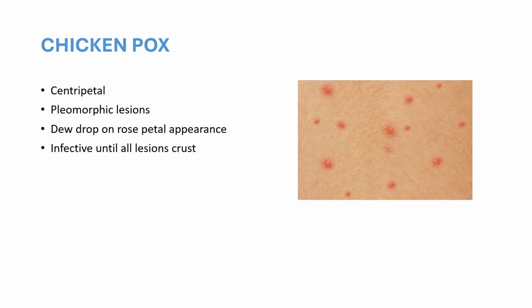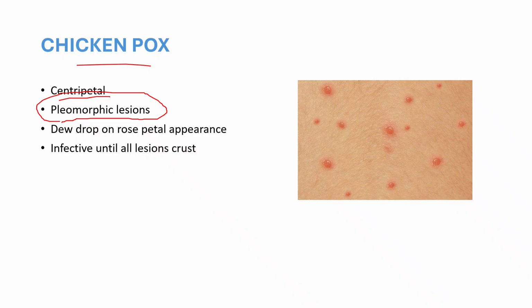Now another viral infection, again from the herpes group of viruses, is caused by varicella, that is chickenpox. HHV1 and HHV2 are HSV1 and HSV2, which is herpes simplex virus 1 and herpes simplex virus 2. HHV3 is varicella zoster virus. That is causing chickenpox, and the distribution is usually centripetal. It usually starts from the trunk and then spreads outwards, and there are pleomorphic lesions. Now this is characteristic of chickenpox. Pleomorphic means different morphologies existing together.